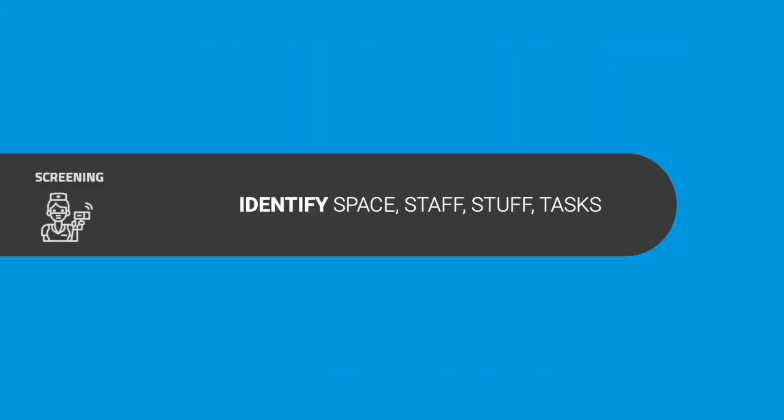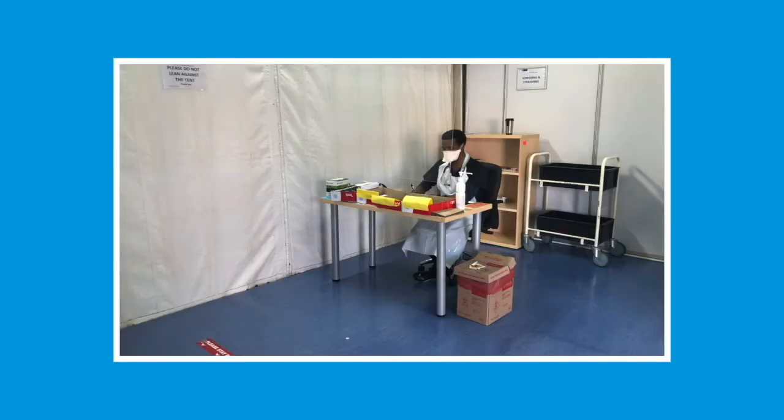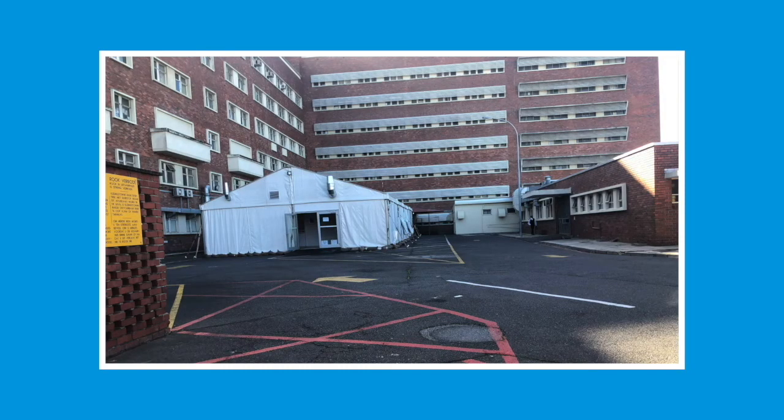Okay, with that framework in mind, let's take a closer look at the screening process itself. So first, one has to identify the space needed for screening. This should be located outside the facility, close to the entrance of the hospital or the EU, with clear signage in local languages, directing patients to come to the screening station before entering the facility. The space could be as simple as a desk and chair placed outside the entrance, or even a tent.